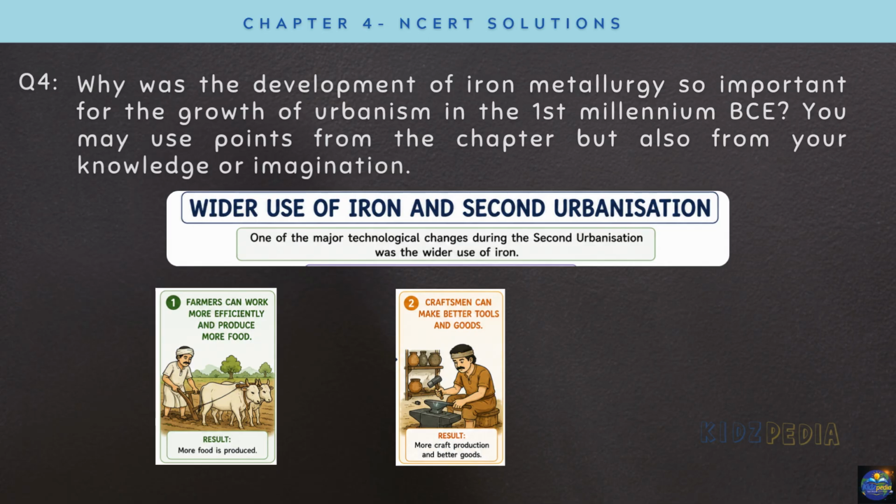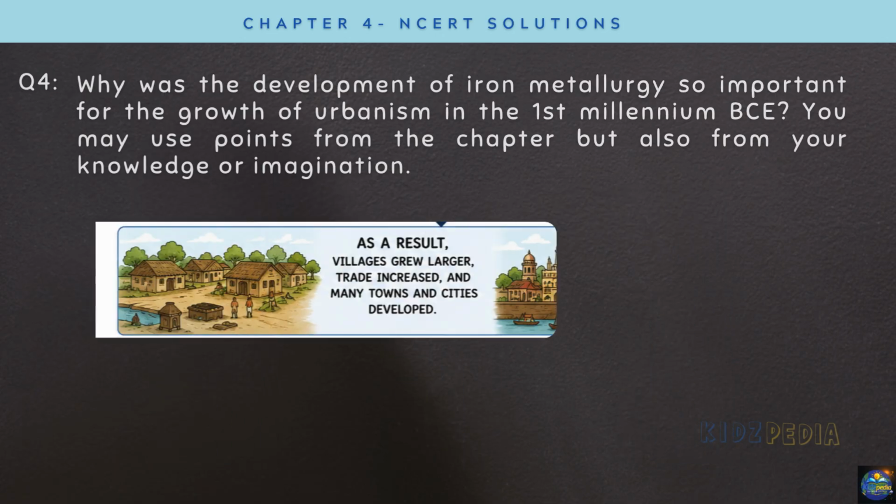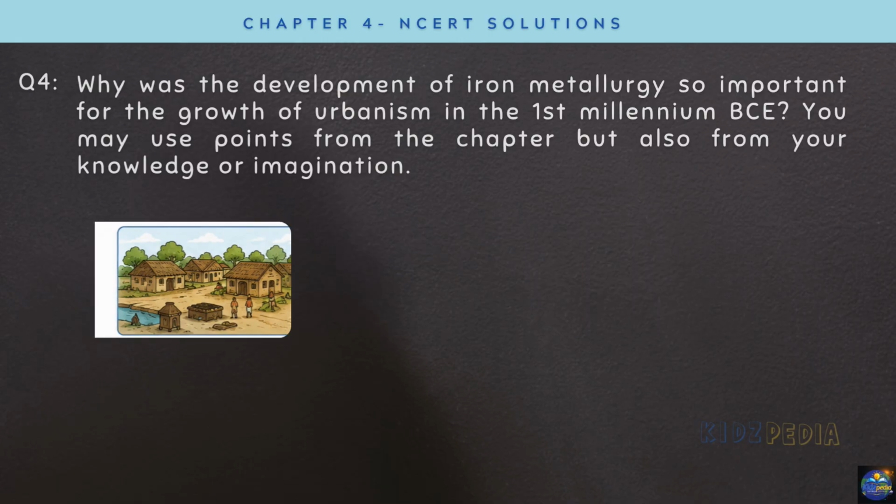Iron was also used to make better weapons than bronze. These stronger weapons helped the Mahajanapadas fight wars and expand their territories. Sometimes wars and sometimes alliances between kingdoms led to the rise of larger kingdoms and empires. Therefore, iron metallurgy was important because it supported agriculture, warfare, and the growth of kingdoms, all of which contributed to the growth of towns and cities during the second urbanization.